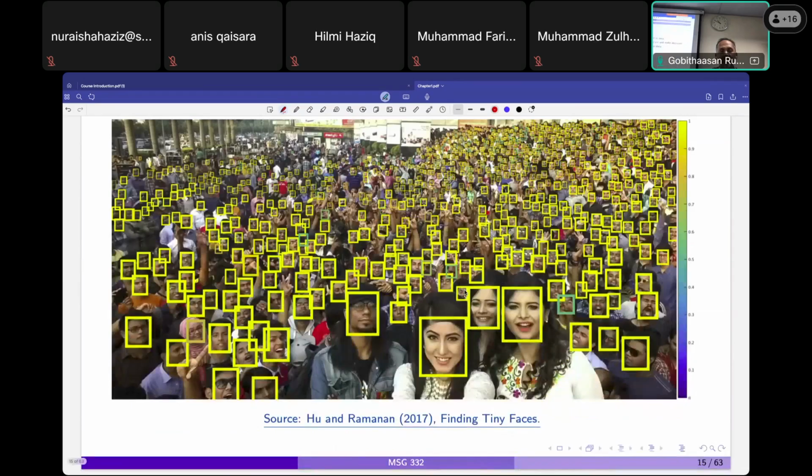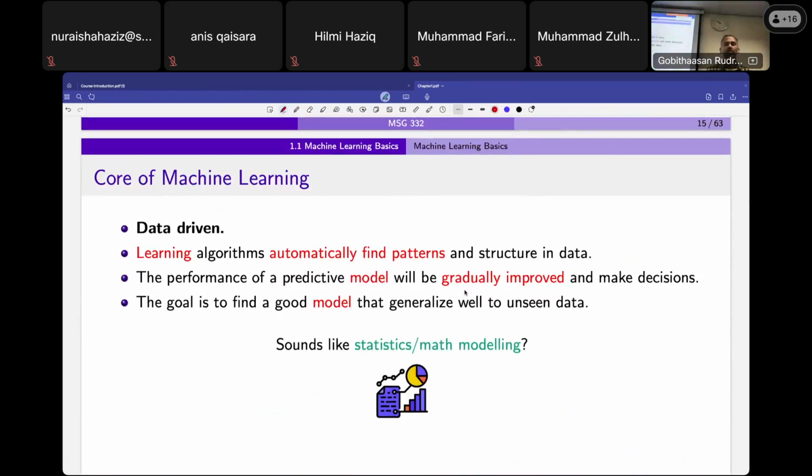Okay, so the core of machine learning is that it's data-driven. Your model is basically based on your data, right? Learning algorithms automatically find patterns and structure in the data. The performance of the predictive model will gradually improve, and it makes decisions. The goal is to find a good model that generalizes well to unseen data.